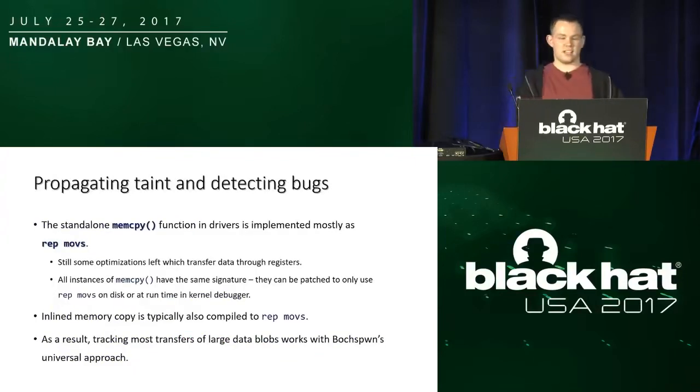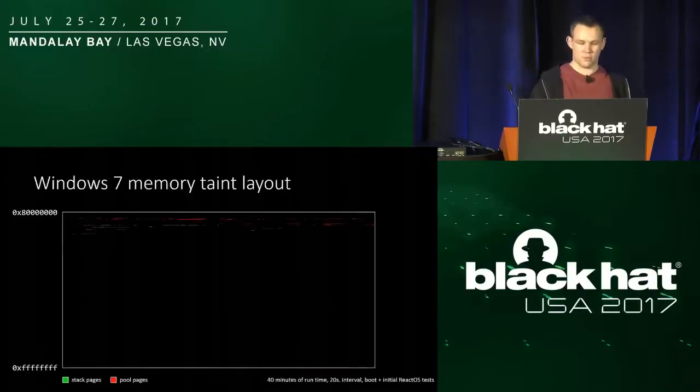When it comes to propagating taint and detecting bugs in Windows, we're quite lucky because the memcpy function that is used by the Windows kernel actually uses the rep movsb and rep movsd instructions. Sometimes they have some optimizations that we have to care about. So, for example, in Windows, if the copy size is less than 32 bytes, then mov instructions are used instead of rep movsb or rep movsd, but we also can just modify that in assembly. So in general, as a result, tracking most transfers of data blobs in Windows works out of the box with the approach that I mentioned before.